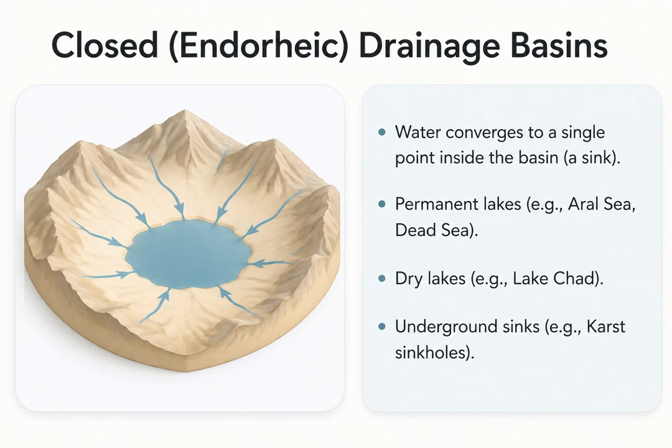In some cases, we have what are known as closed or endoreic drainage basins. Instead of flowing out to an ocean, the water converges to a single point inside the basin, known as a sink. This sink could be a permanent lake, like the Dead Sea or the Aral Sea. It could also be a dry desert lake, such as Lake Chad in Africa, or even a point where surface water is lost underground, which is common with sinkholes in karst landscapes.